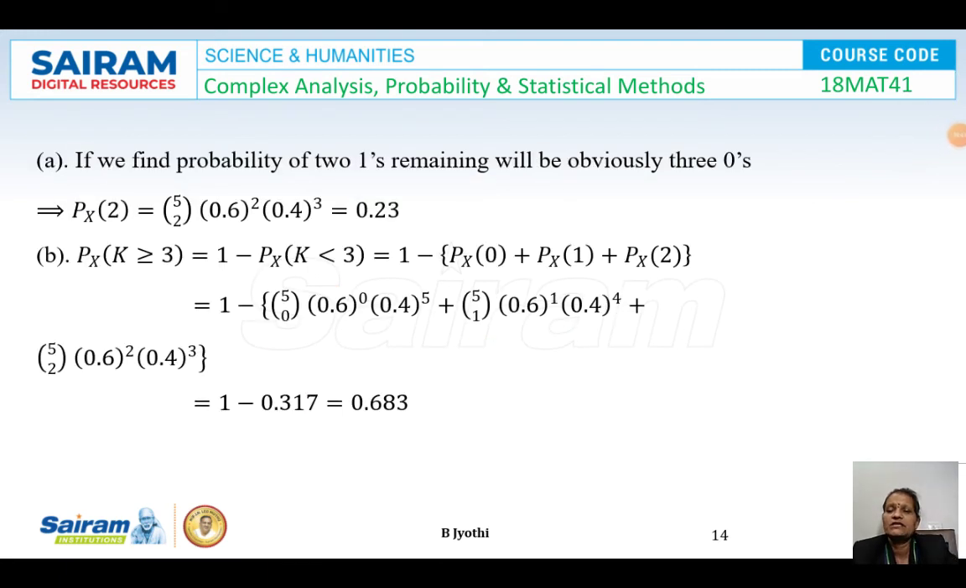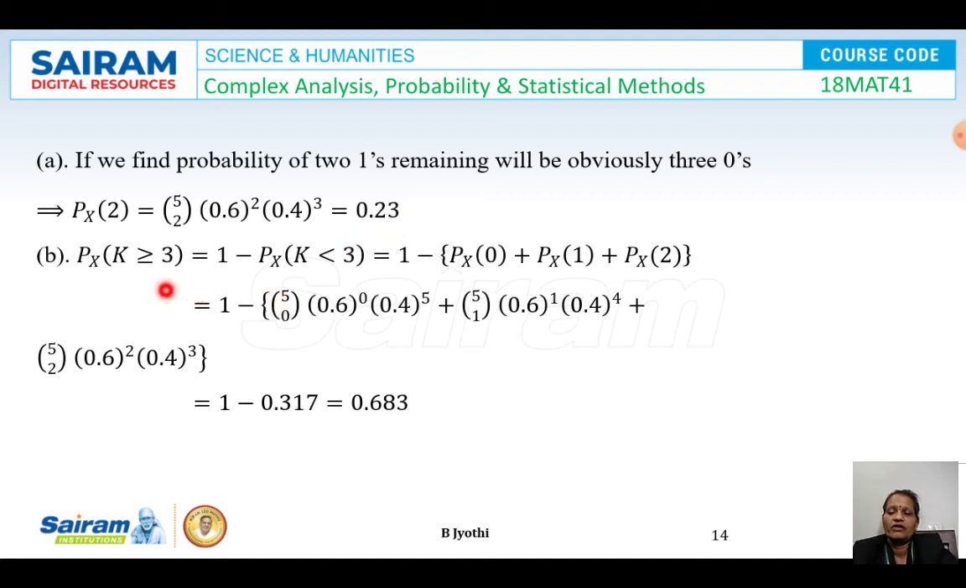So first one is, if we find the probability of 2 ones, the remaining will obviously be 3 zeros, because only 5 digits are there. Therefore, P of x equals 2 is nothing but 5C2 into 0.6 power 2 and 0.4 power 5 minus 2, which is 3, and which on simplification we get 0.23.